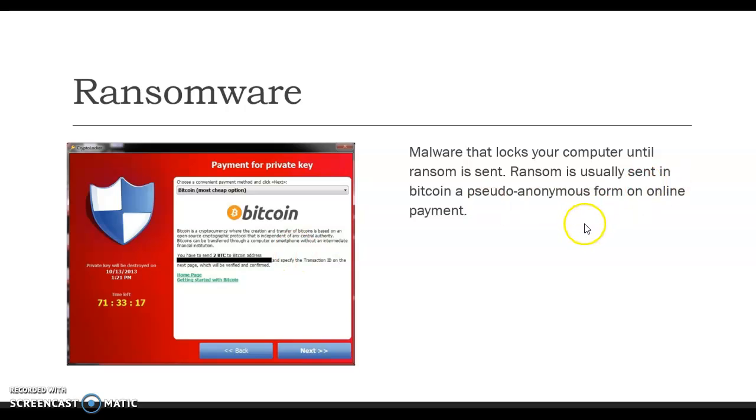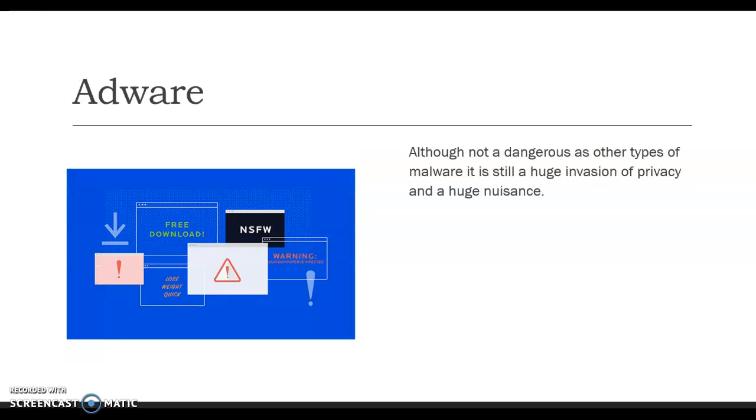Ransomware is malware that locks your computer until ransom is sent. This is usually done through the pseudo-anonymous payment of Bitcoin. Bitcoin is fairly new, and although not traceable, it is the hacker's preferred method of getting payments sent to them using ransomware.